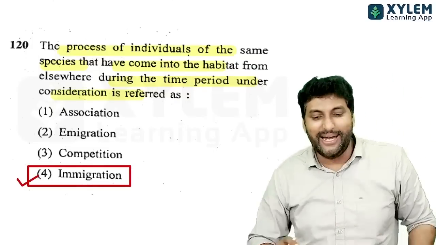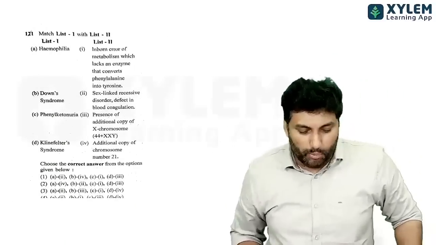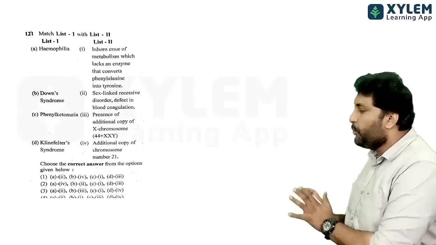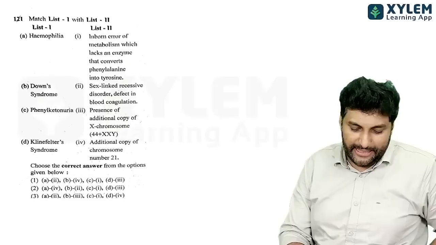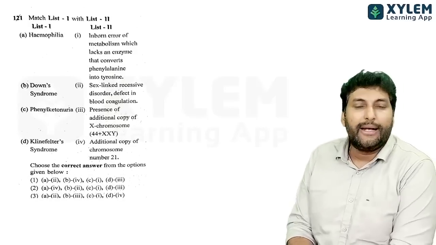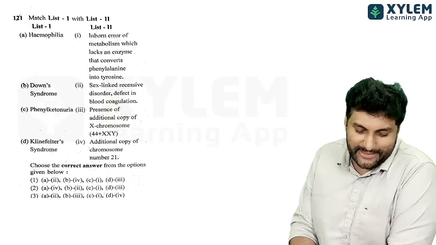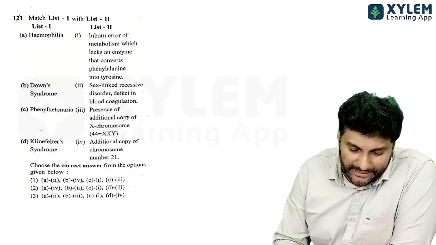Okay, 4 is the right one. Let's move to 121. View clearly this question. Okay, you can see that it's a match the following. It came from the chapter genetics, that is principles of inheritance.